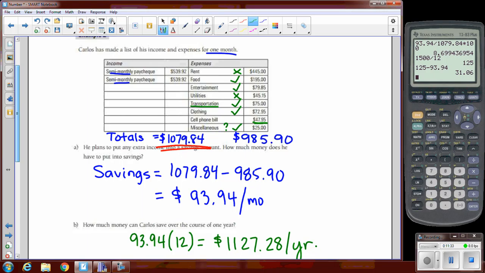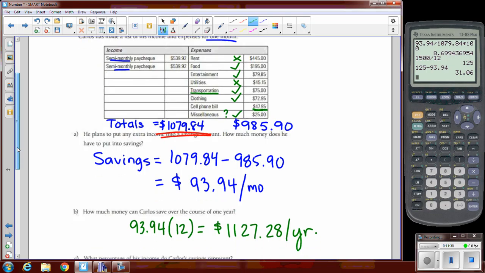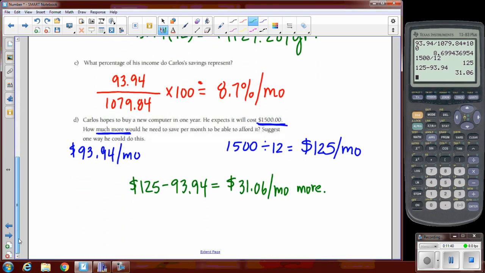So there's a lot of suggestions. We only needed to list one. There's a lot if we just look down the expense column to figure out how we can save the additional $31 a month.